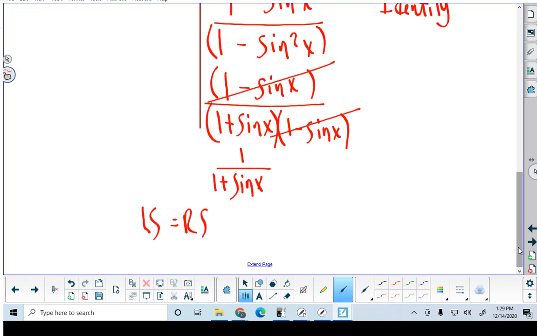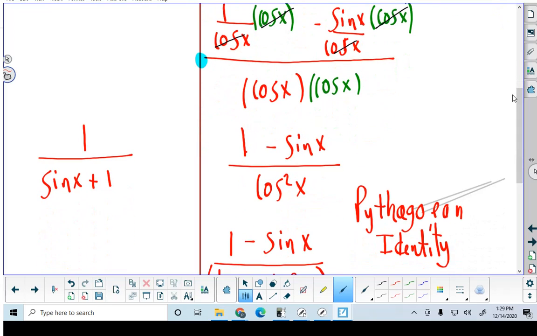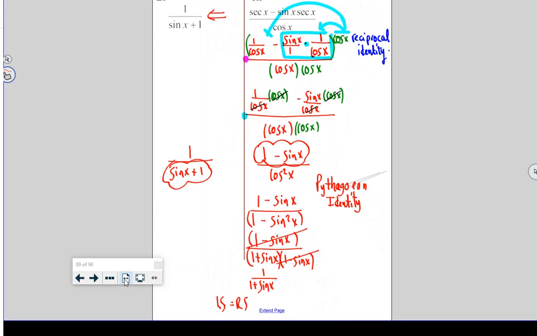You will recognize the need to play around with this difference of squares when you see one side of your identity that you're trying to prove that has, say, 1 minus sine x, and on the other side there's a 1 plus sine x. By the way, 1 plus sine x and sine x plus 1 are the same. So there is all of our work for that question. Any questions with example 3?